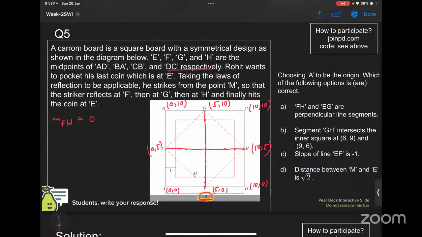So what will be the equation of the line FH? Using these two points, we can solve it, right? So x minus 0 over 10 minus 0 equals y minus 5 over... So we will get y equals 5. And GE: what is the equation of the line GE? x equals 5. Yes, x equals 5.